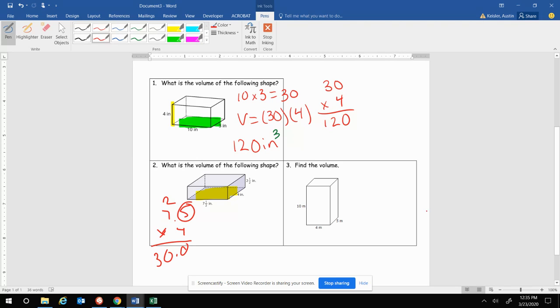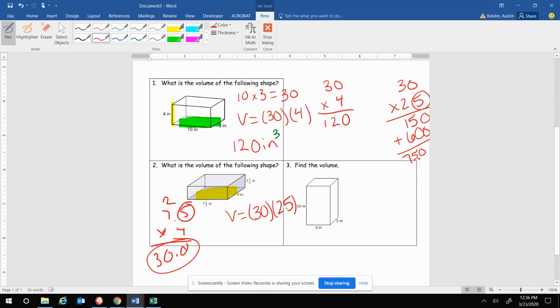So I'm going to write my volume formula with my base plugged in. The area of my base was 30 and the height is 2.5. So I'm going to do it up here, but 30 times 2.5. I know 5 times 0 is 0. 5 times 3 is 15. I put a 0. 2 times 0 is 0. And then 2 times 3 is 6. And I get 750, but I do have one decimal, so I end up with 75 inches cubed.